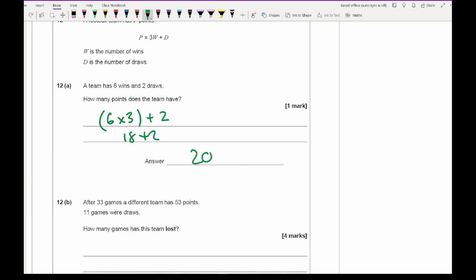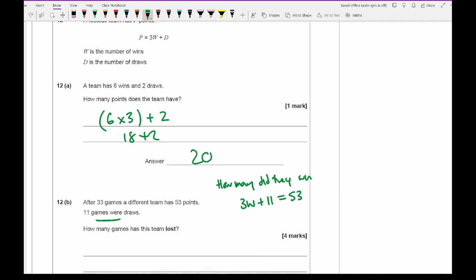Then it says after 33 games, a different team has 53 points. They drew 11 games, and it's asking how many games did they lose. So from this, substituting values in the formula, we want to work out how many games they won. So we use the formula, so we've got 3W plus 11, because there's 11 draws, equals 53.